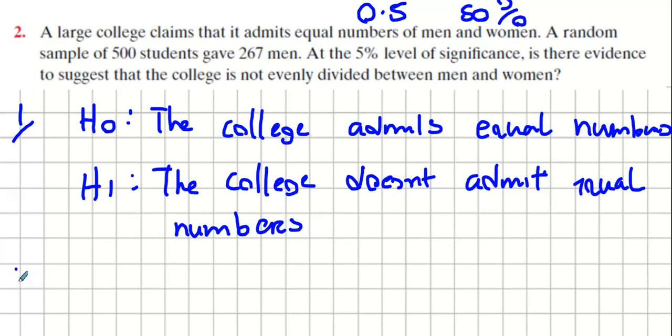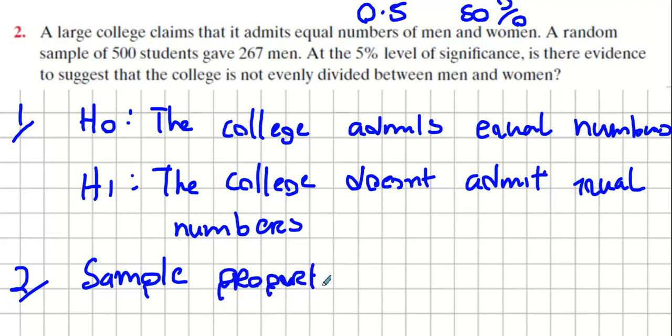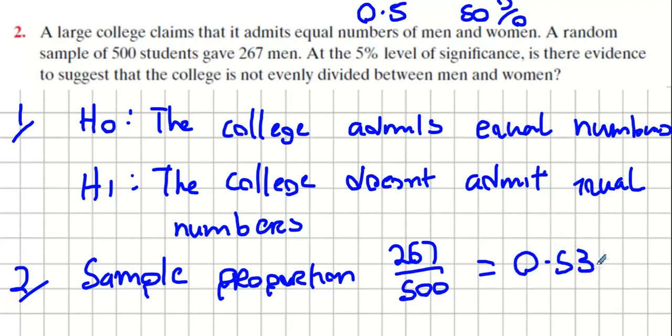Now, step 2, we're going to do the confidence margin. We're going to do what's called the sample proportion. Does anybody remember what the sample proportion is? How many people did we interview? Out of those 500, how many of them were men? 267. This goes in evenly, so it's 0.534. We don't need to use the fraction because the decimal goes in nicely.